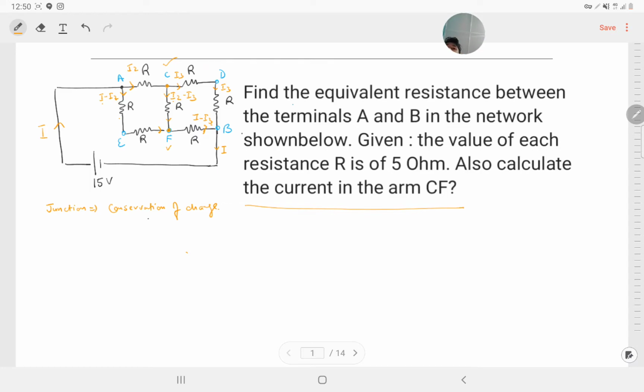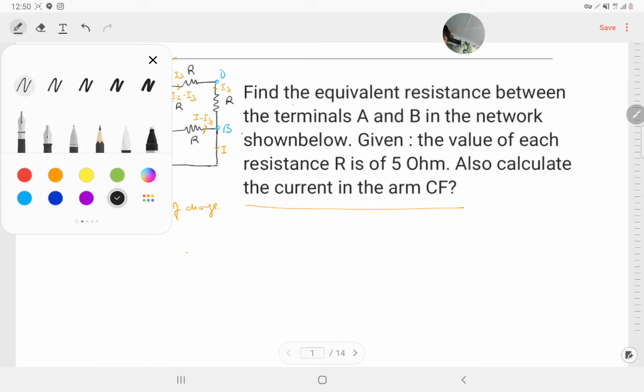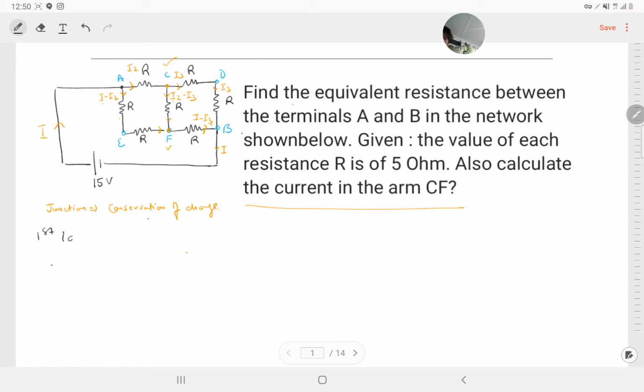Now the next step is that we are going to use the loop, and then we are going to calculate certain current. For the first loop, let's check out the loop of ACFEA. Okay, so first loop, ACFEA. As you can see clearly, this is the resistance, this is the resistance. So this is the loop of ACFEA.